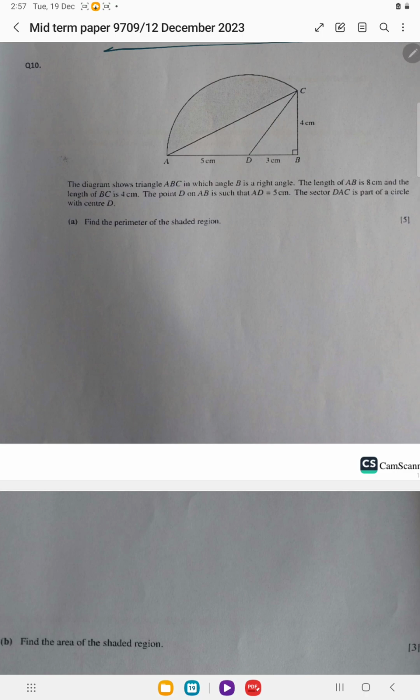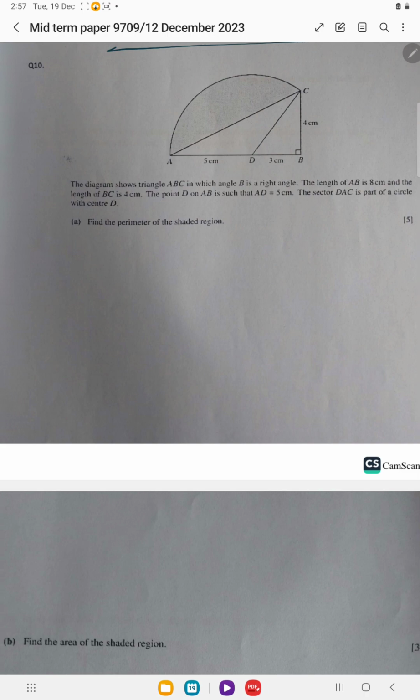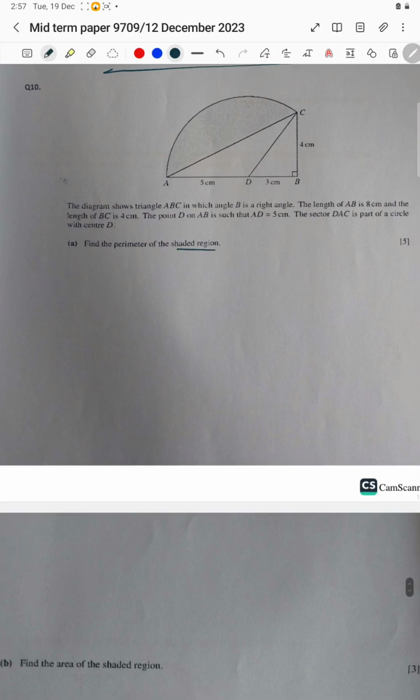Okay, students. For question number 10, the second last question of this paper, it is given that the diagram shows triangle ABC, in which angle A is a right angle. The length of AB is 8 centimeters and the length of BC is 4 centimeters. The point D on AB is such that it is as given. We have to find the perimeter of the shaded region.